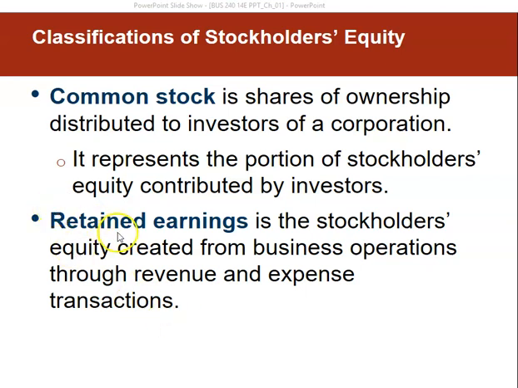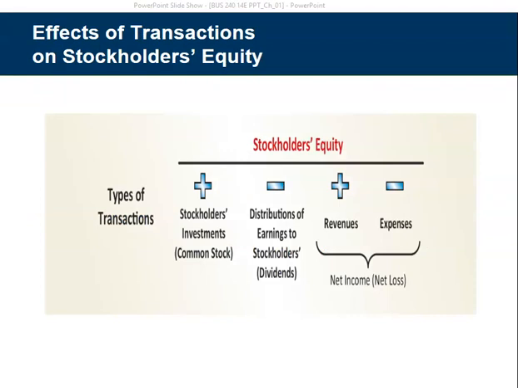And then retained earnings. It says retained earnings is the stockholders' equity created from business operations through revenue and expense transactions. The only thing I would add to that, again, is it is the amount of essentially profit that has been realized by a company and has been retained. So think about earnings or profit, and then the part of those earnings that have been retained, that is not distributed back to owners. Okay, so these are the two parts of stockholders' equity for us right now in the course. All right, here's our little summary that we were talking about.